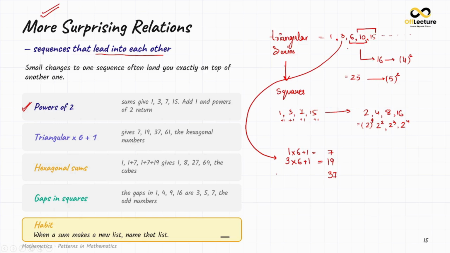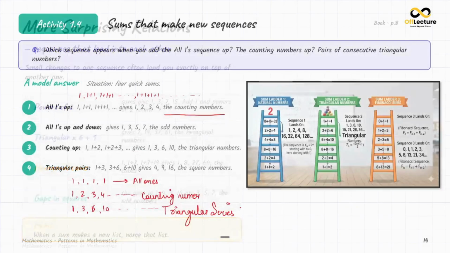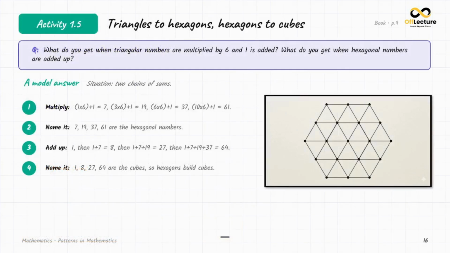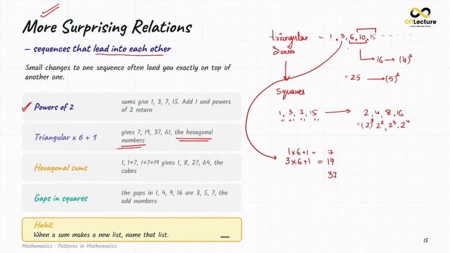And these are the hexagonal numbers. The picture explains the arithmetic exactly: 6 identical triangles arranged around one dot. The triangles are the multiplication and the middle dot is the plus 1. You can see in the diagram, triangles are leading to hexagons, and later hexagons will lead to cubes.